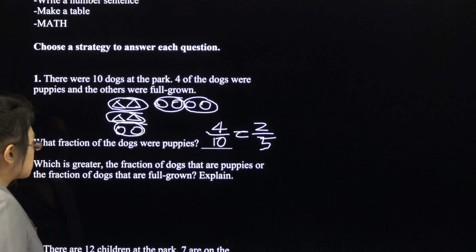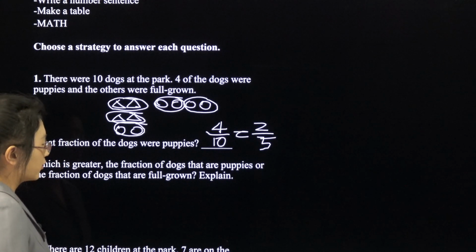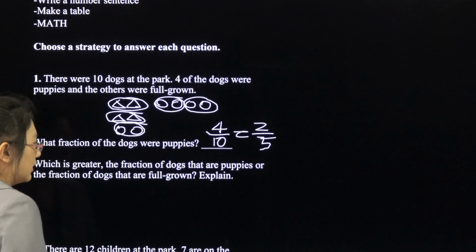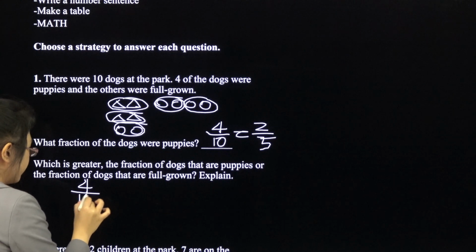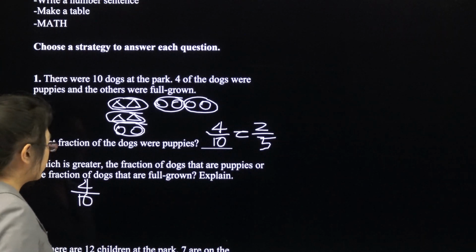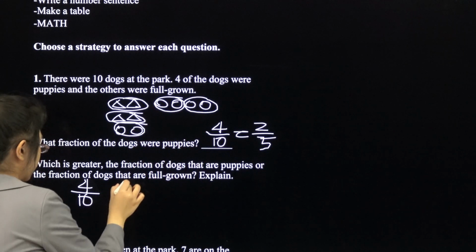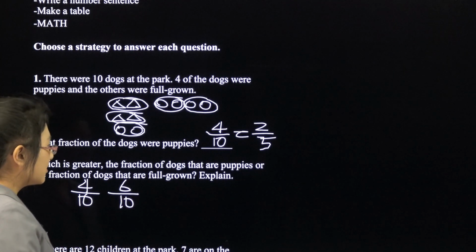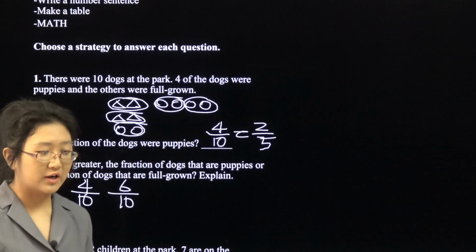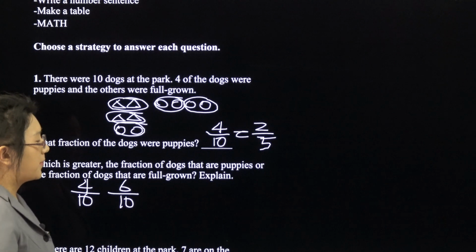So the next sub-question, I guess, which is greater? The fraction of dogs that are puppies or the fraction of dogs that are full-grown? Explain. Well, since the fraction of dogs that are puppies is 4 over 10, the fraction of dogs that are full-grown would be the remainder, which is 6 over 10. So since the total number of dogs and puppies is the same, which means that the denominator is the same, usually you would compare numerators.